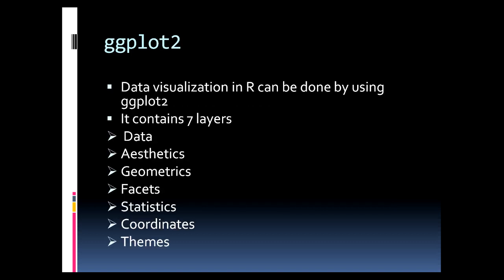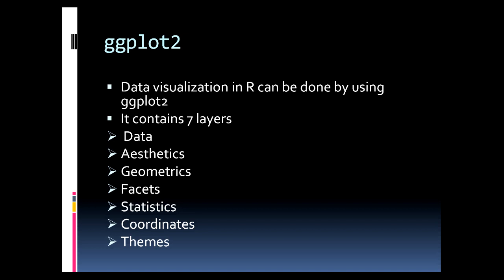Data visualization in R can be done by using ggplot2, which is a predefined package, and it contains 7 layers. Those are data. It is a data set that needs to be plotted. Without data, we can't plot anything on the graph, right? The second layer is aesthetics. It is a variable which needs to be plotted on the graph. Geometrics defines the type of plot we are going to choose.